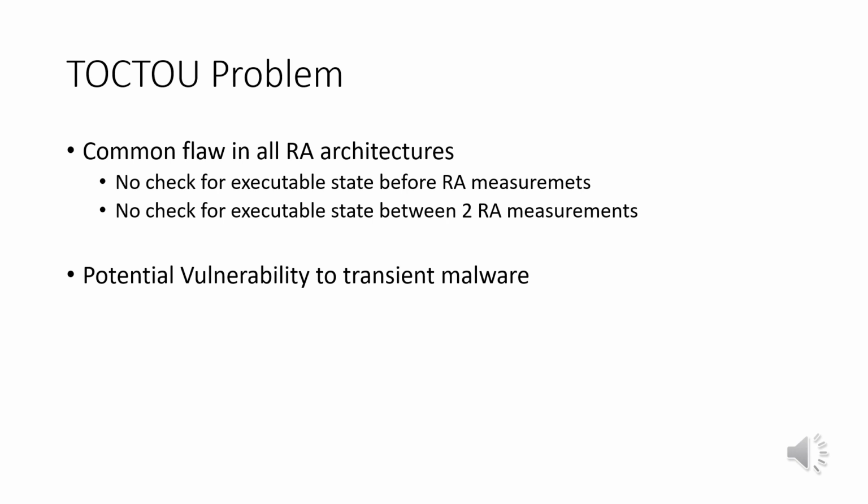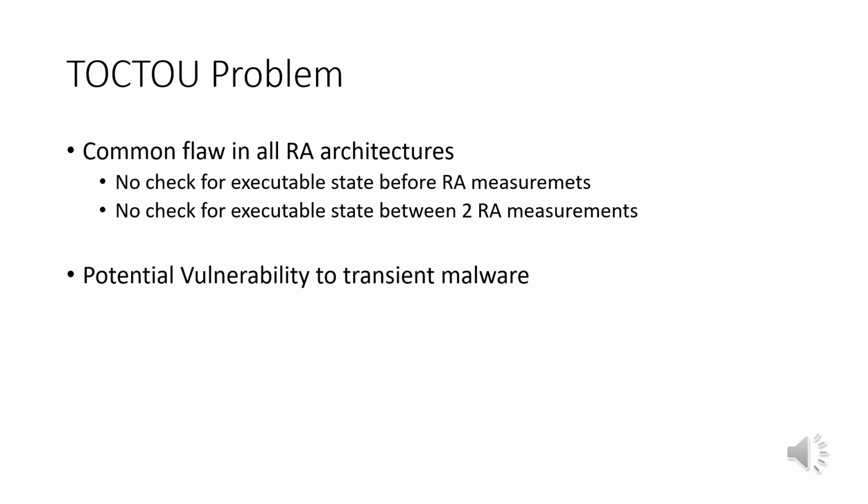Despite all the advances that have been made in the current state of RA architecture, they all have one fatal flaw. They measure the state of the prover executables at the time when RA is executed by the prover. They provide no information about prover executable state before RA is measured or of its state between two consecutive RA measurements. Where this becomes a problem is with transient malware.